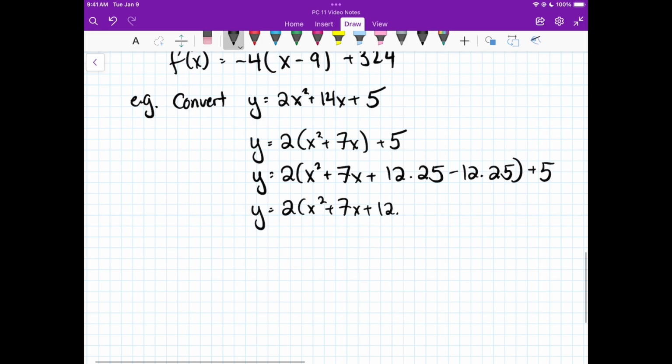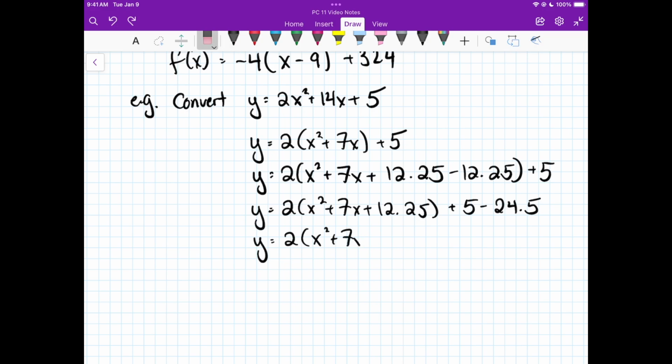We move the negative 12.25 out, and again, we got to multiply it by 2. So that's going to get me minus 24.5. And then finishing this up, y equals 2, then x squared plus 7x. Oops, sorry, forgot about that. Not x squared plus 7x, but actually x plus 3.5 squared, and then minus 19.5. Okay.